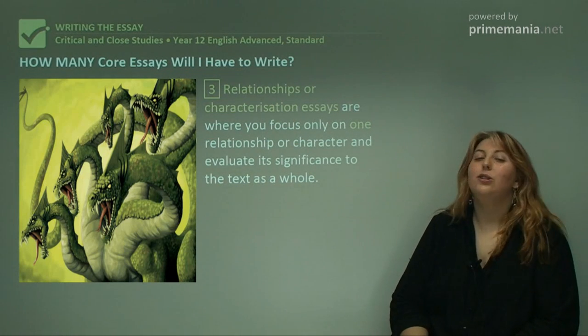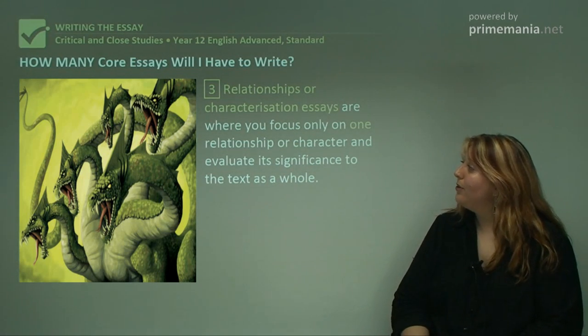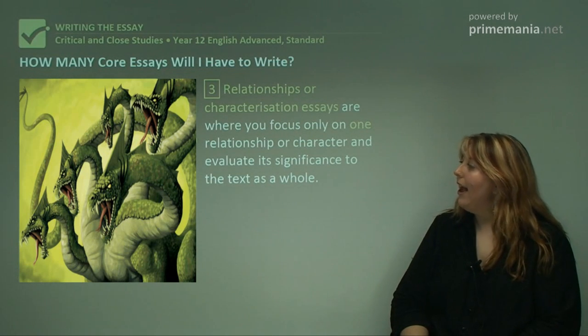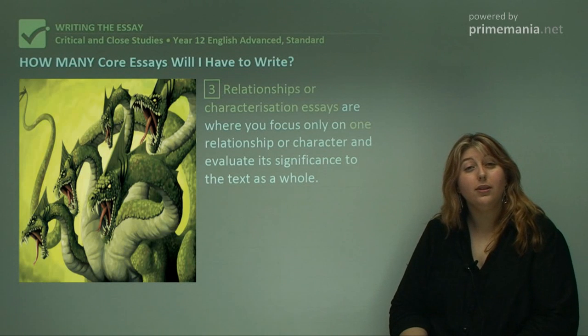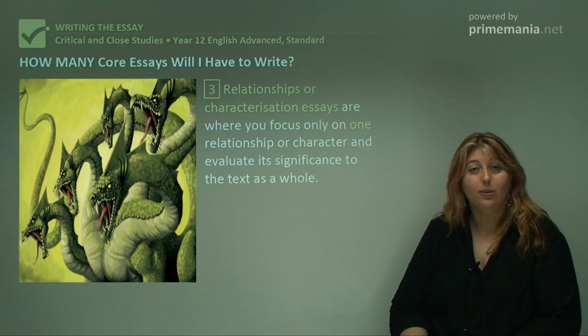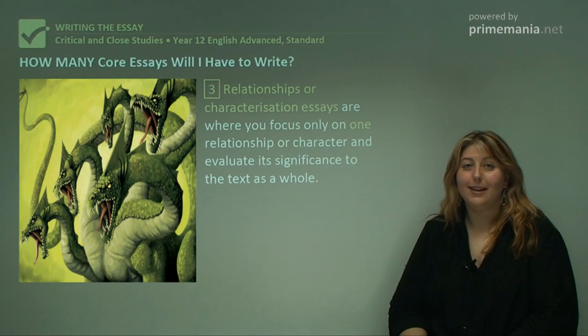Relationships or characterization essay. So this is the third one you have to watch out for, and again it's a very different thing. It's where you focus on only one relationship or character and you evaluate its significance to the text as a whole. So you may get to choose the characters that you're looking at, or you might get to choose the relationship, but it may also be up to the essay question. So it's good to cover every relationship and every character just in case.